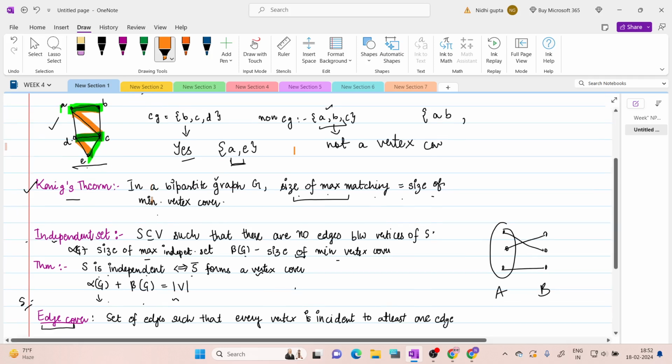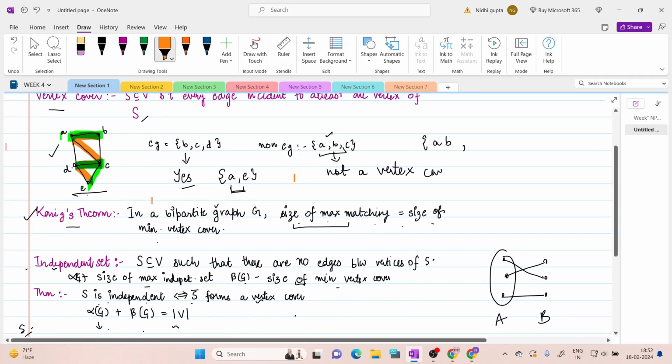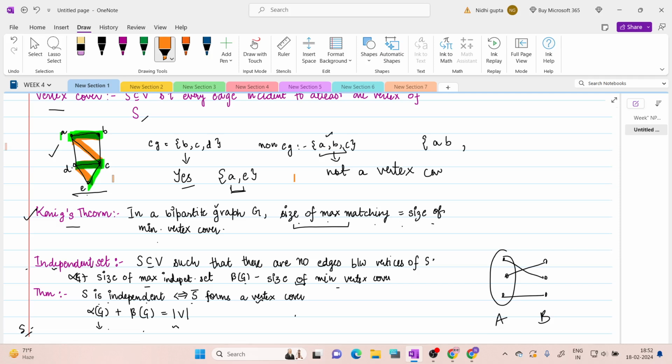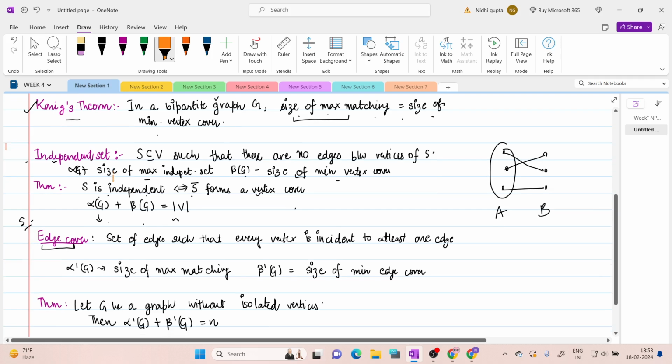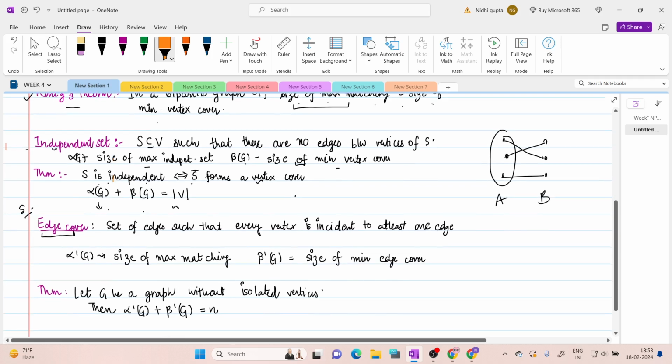Ma'am, but in your example that is not a connected graph, that is a disconnected graph. Yes, so in an edge cover you do not need a connected graph. You just need a set of edges such that every vertex is present in one of the edges. We don't require any type of connectivity.